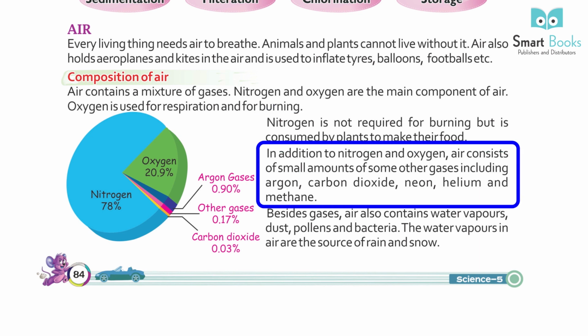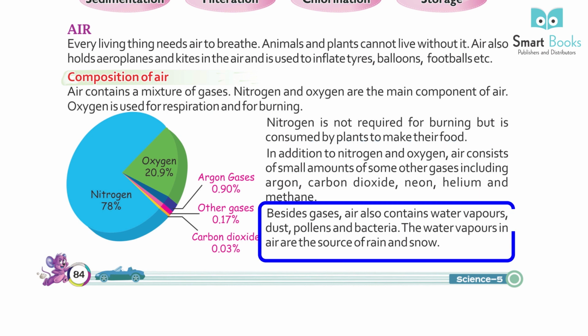In addition to nitrogen and oxygen, air consists of small amounts of some other gases including argon, carbon dioxide, neon, helium and methane. Besides gases, air also contains water vapors, dust, pollens and bacteria. The water vapor in air is the source of rain and snow.